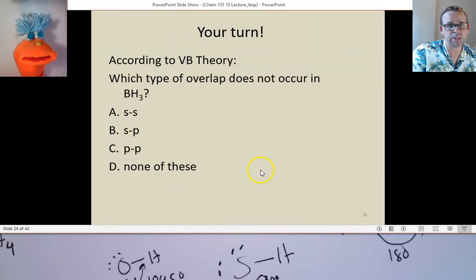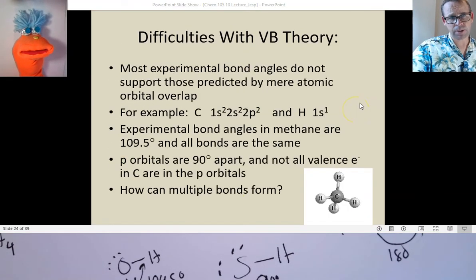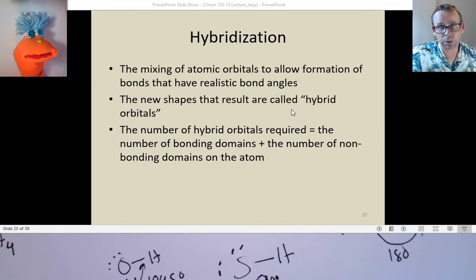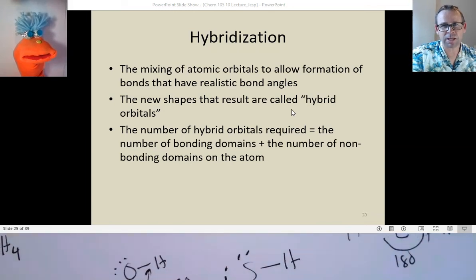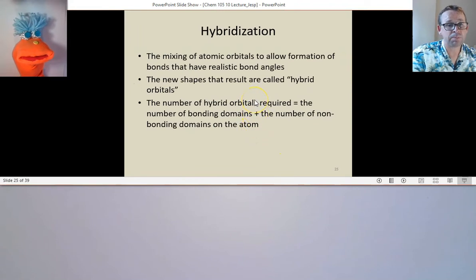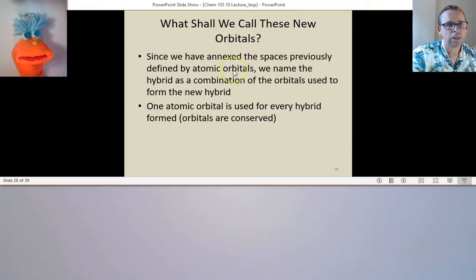We need something else. We need something called hybrid overlap theory. This hybridization theory basically thinks about all of the available atomic orbitals and mixes them together, hybridizes them together. These hybrid orbitals, we name them based on the combination of the orbitals that come together to form the new hybrid orbital, and they are redistributed to the locations where electron density is needed.